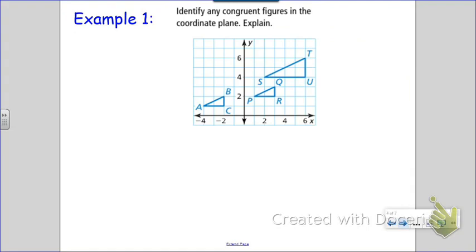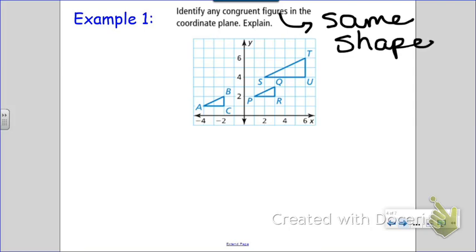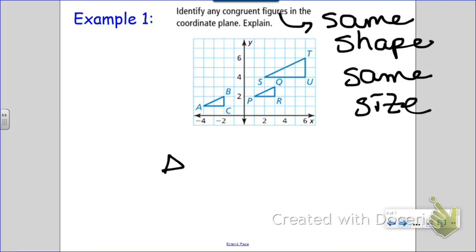In our first example, we're identifying any congruent figures in the plane. So we can see by looking at it that congruent figures are the same shape and same size. That would make triangle ABC congruent to triangle PQR.